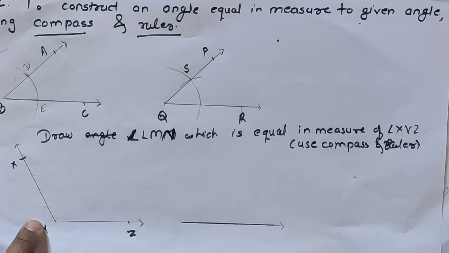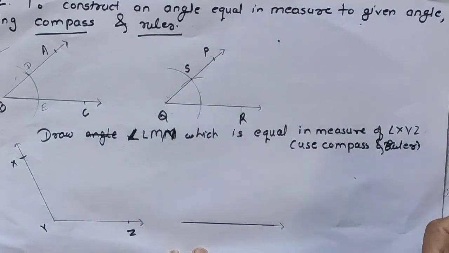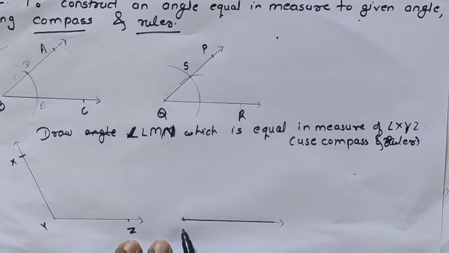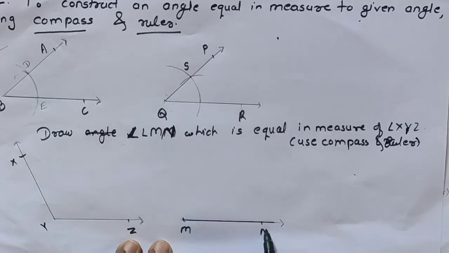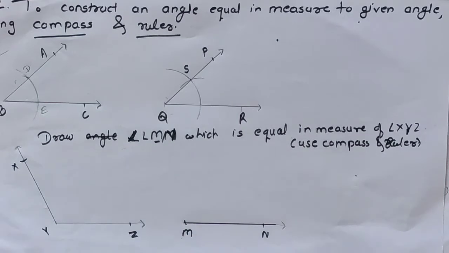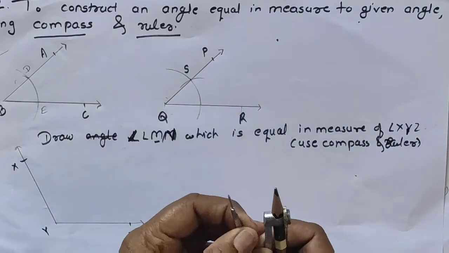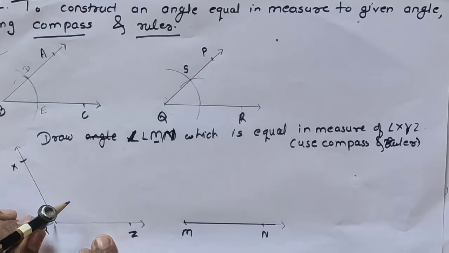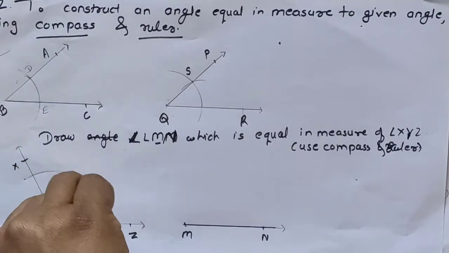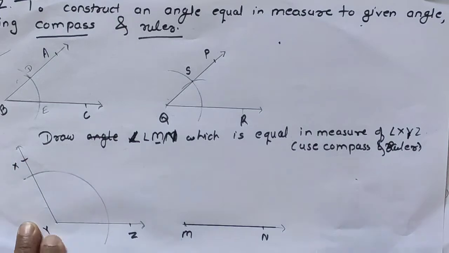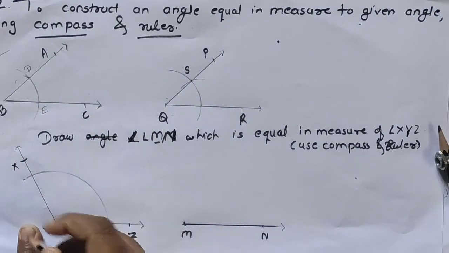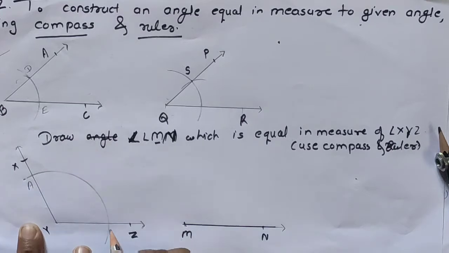we will draw the angle XYZ. We draw the ray, and suppose it is MN. Why is M written here? Because M is the vertex of the angle. Okay, now take a compass, take a sufficient distance, put this point on Y and draw the arc passing through both arms. Okay, after that name the points as, suppose, A and B.